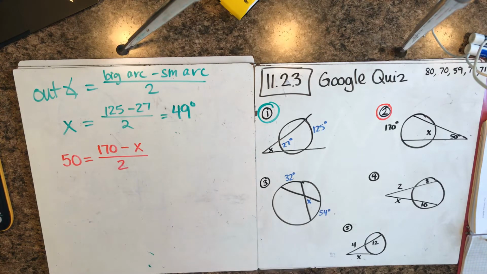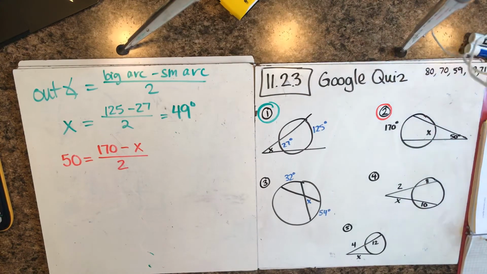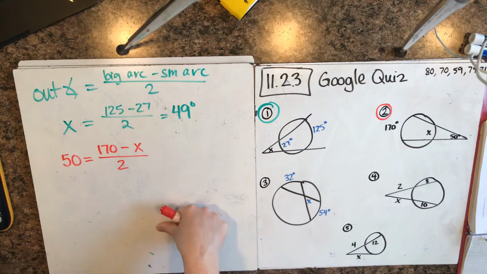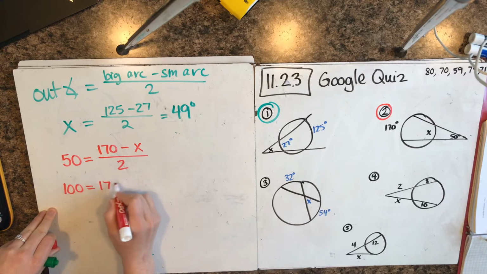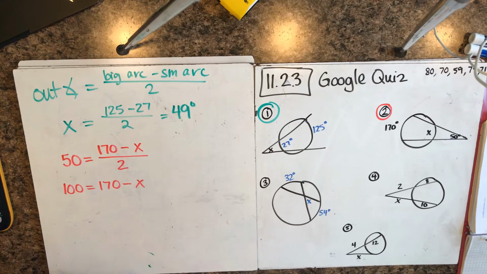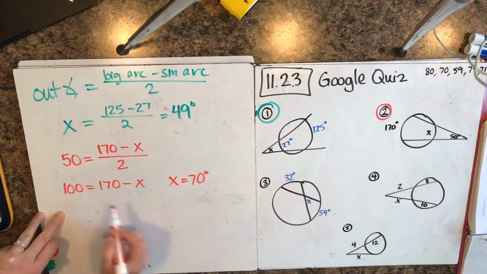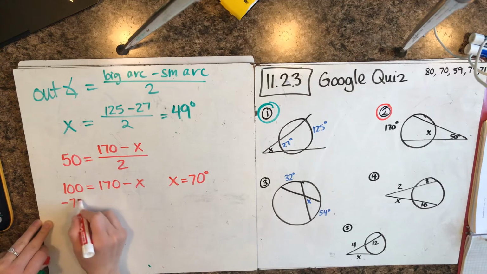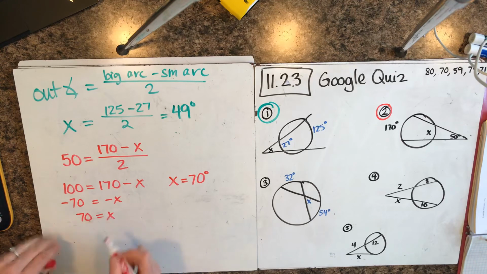So a couple different ways we can solve this. Some of you are going to put a 1 under the 50 and cross multiply, and some of you are going to just multiply both sides by 2. That's probably what I'm going to do. Multiply both sides by 2. Okay, so 170 minus what gives me 100? Well, that's 70 degrees. Or we can of course subtract the 170 on both sides. Negative 70 equals negative x, so positive 70 equals positive x.